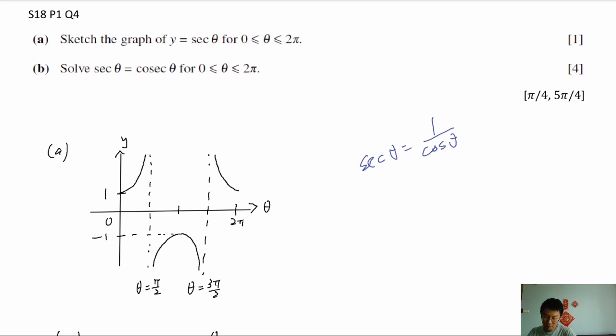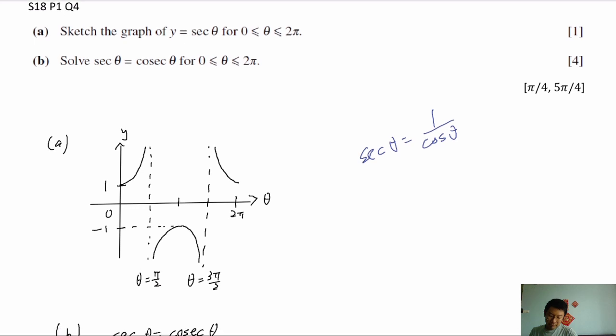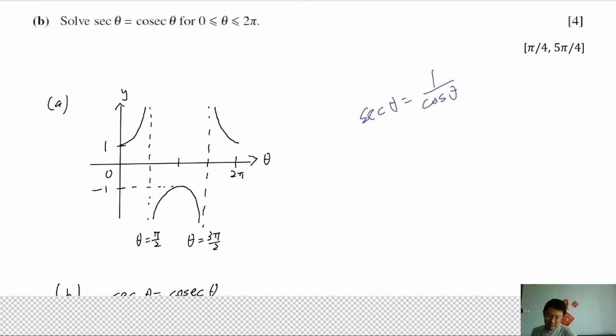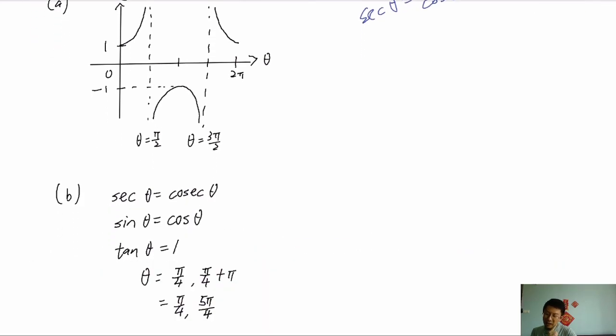For part B, we solve for secant theta equals cosecant theta. This can be easily done by changing secant theta and cosecant theta to 1 over cos and 1 over sine. So we get sine equals cos, which we can move the cos to divide, so we get tangent equals 1. In this case, theta is pi over 4 and 5 pi over 4, which is not difficult to solve. Now we can go back to that question, which is a little bit tricky.